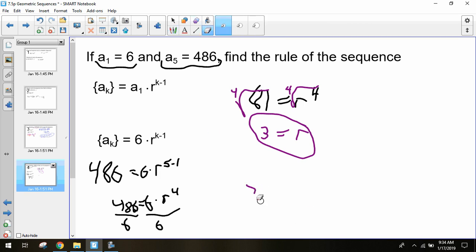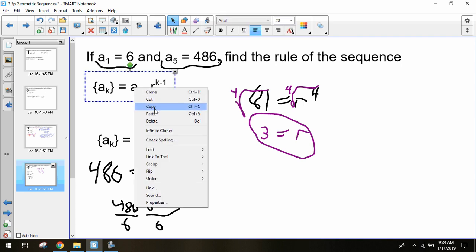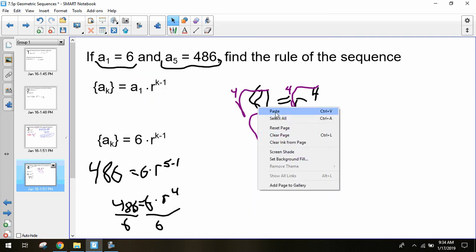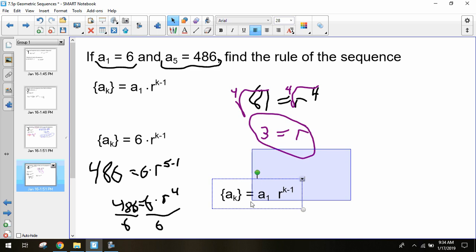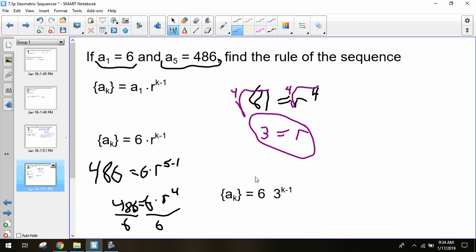So our final solution is a sub k is equal to a sub 1, which we were told was 6, times r, which we determined was 3, raised to the k minus 1. And that is your final answer, the final rule for this sequence.